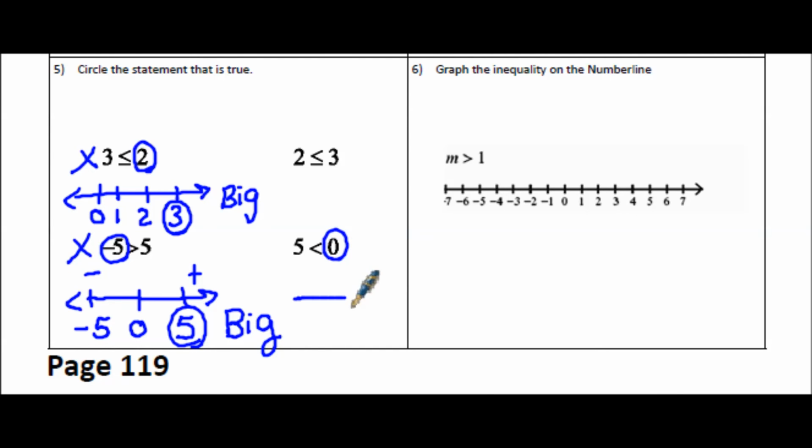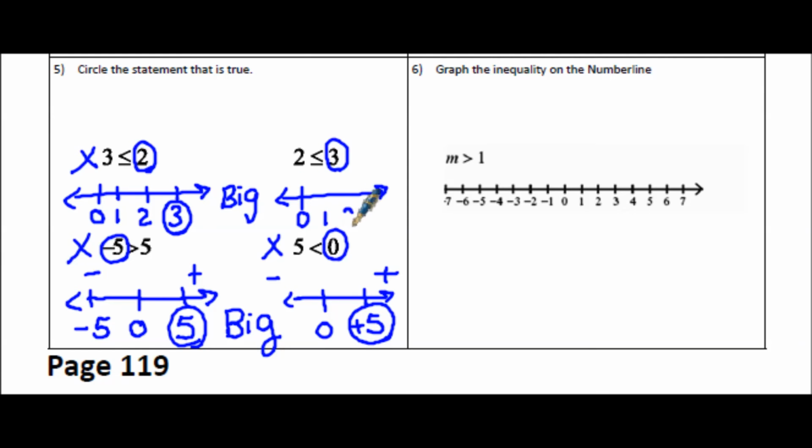Now here it's saying 0 is bigger than 5. So if we look at 0 and put the 5 on the positive side, a positive 5 is actually bigger than 0. So this is not a true statement either. This is saying that 3 is bigger than 2. And if we look at this number line, 3 is furthest to the right. So 3 is actually bigger than 2. So this is the only true inequality statement.